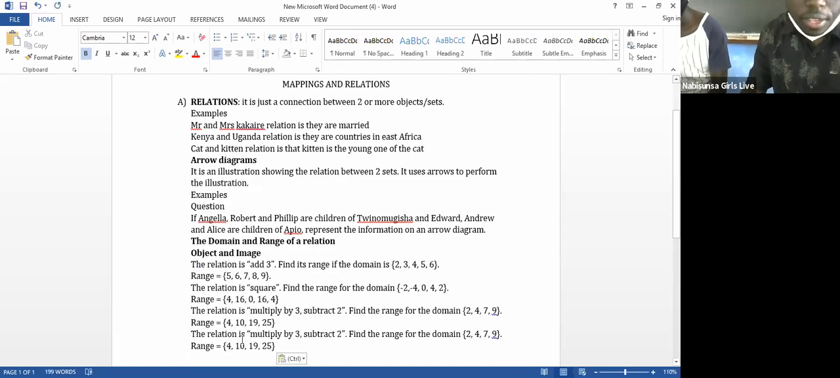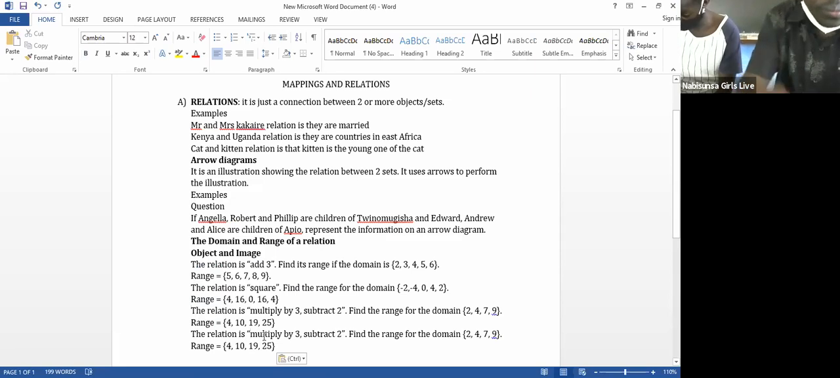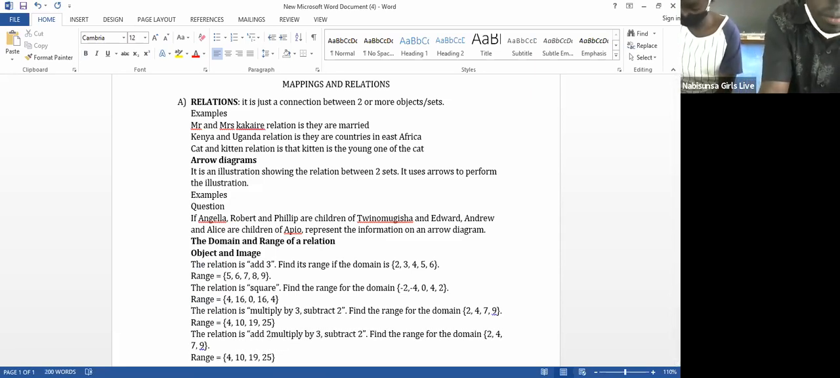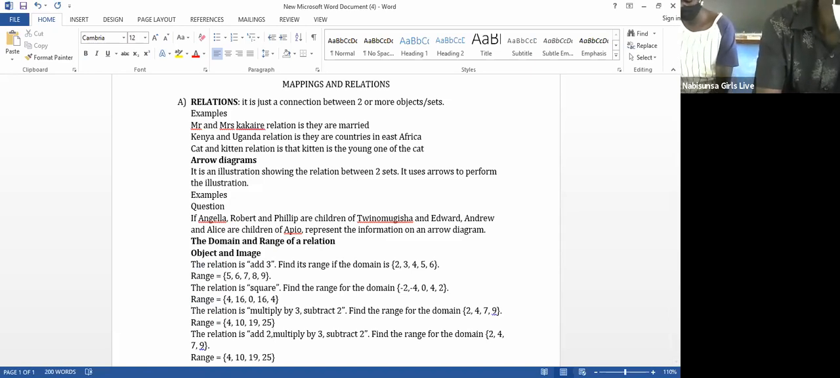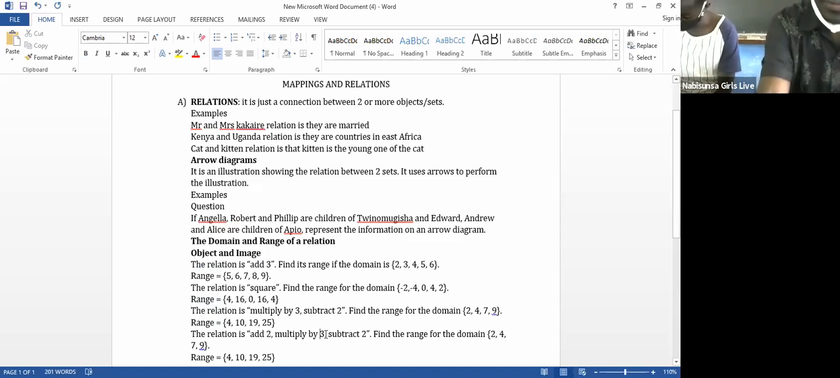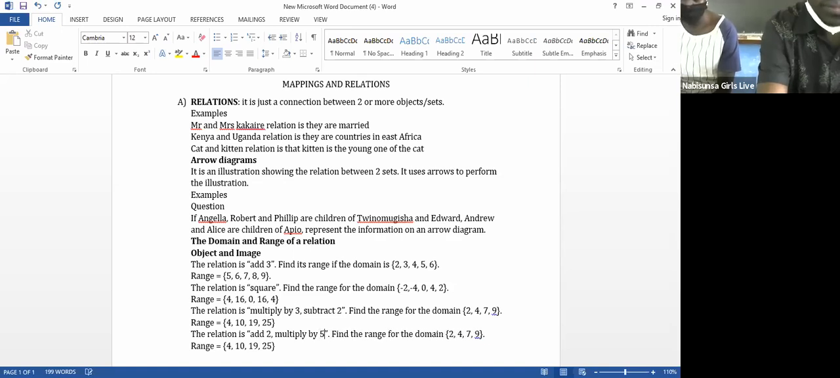My other question is, the relation is add 2, multiply by 5. You see how body mass is useful. Here, body mass may not be useful. Find the range on the domain. Why does teacher only want this? -4.